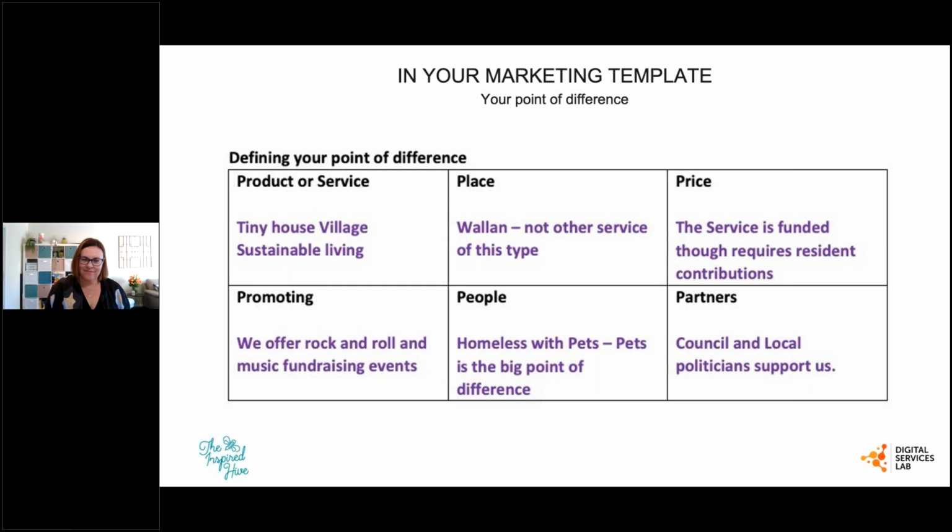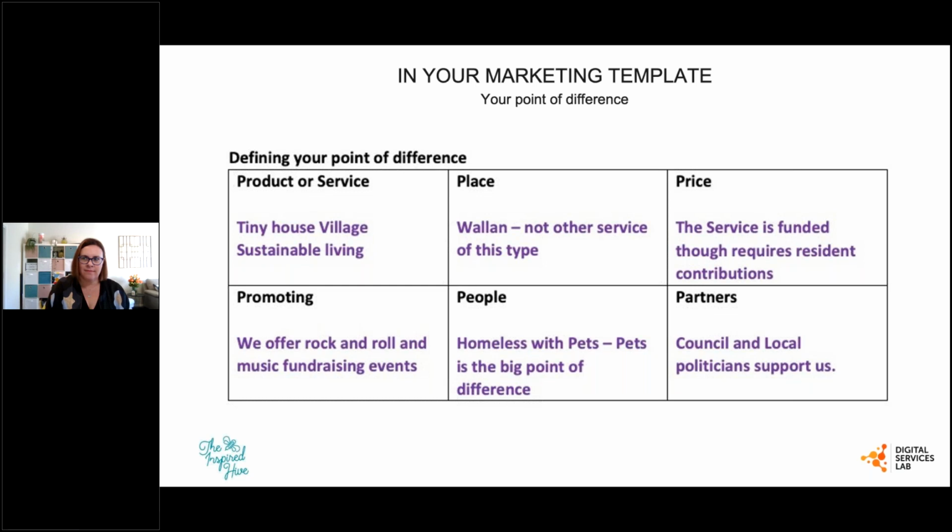In people, they have a point of difference in what they're offering their clients, because homeless people can bring their pets with them to the village. So pets being the big point of difference, but people that own pets. Partners, the council and local politicians support Transition Village Wallan. So that is a bit of a point of difference for such a small organisation with some new ideas that aren't often funded by those bigger government groups. So it's quite an exciting partnership to have with those people.